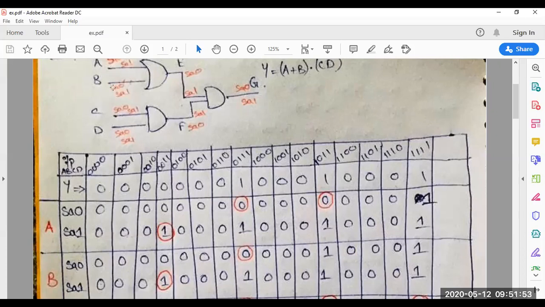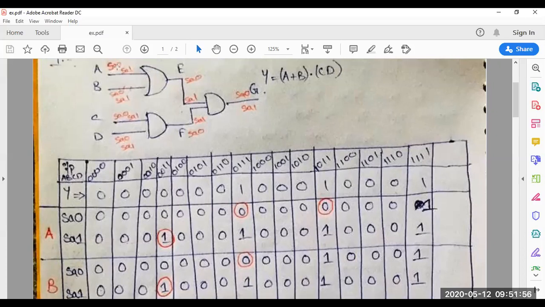Coming to the first case, if A is stuck at 0 and stuck at 1, I'll first treat A stuck at 0. When A is stuck at 0 and the inputs are 0, 0, 0, 0, this gives an output of 0. How? Because A is stuck at 0 and the next input is 0, so 0 plus 0 gives 0, and 0 into 0 gives 0, because C and D are 0, 0. Altogether the output is 0.